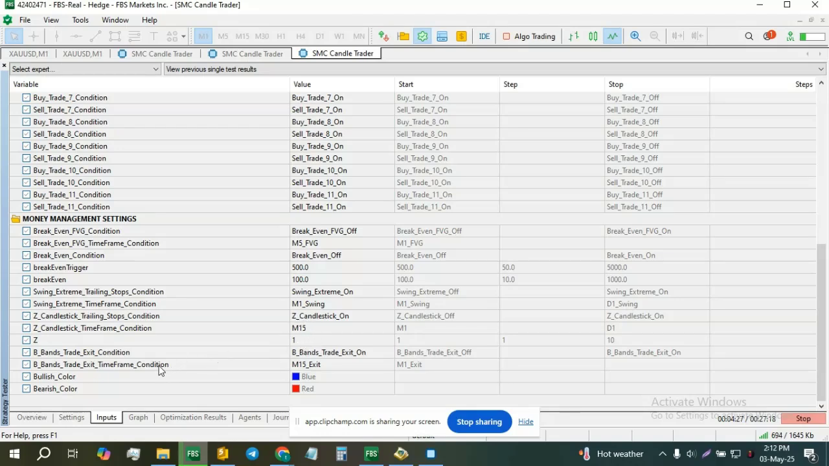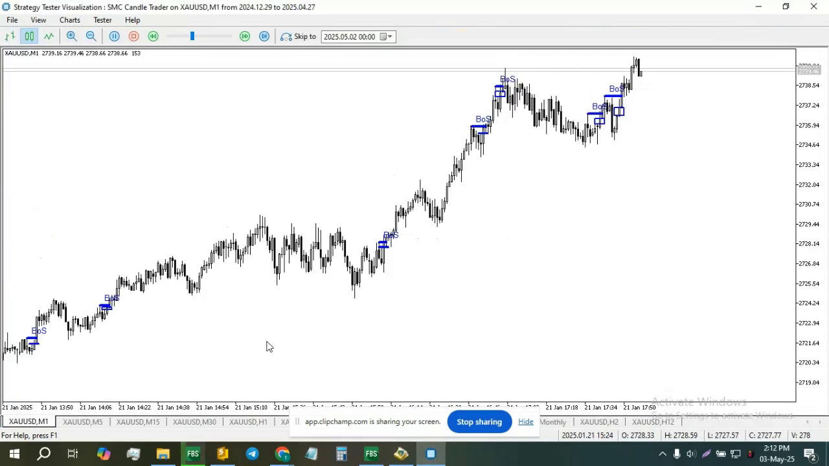And this is the one I want to talk about, the Bollinger Band trade exit. This function closes trades when they reach the extreme Bollinger Band and are already rejected. In the case of a buy trade, when price closes outside the upper Bollinger Band and then is rejected, the trade closes to avoid going back into the negative.